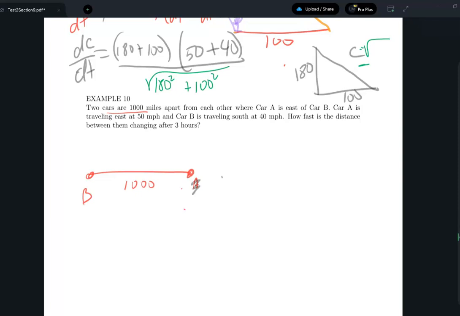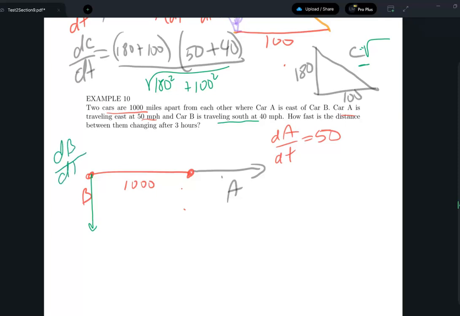So again, I'm not going to label that A. I'm going to put this as A. So that's the distance that A is traveling. And we know that car A is traveling at 50 miles an hour. So dA over dt is 50. All right, what's car B doing? Car B is traveling south. So this looks pretty good right there. So dB over dt is 40.